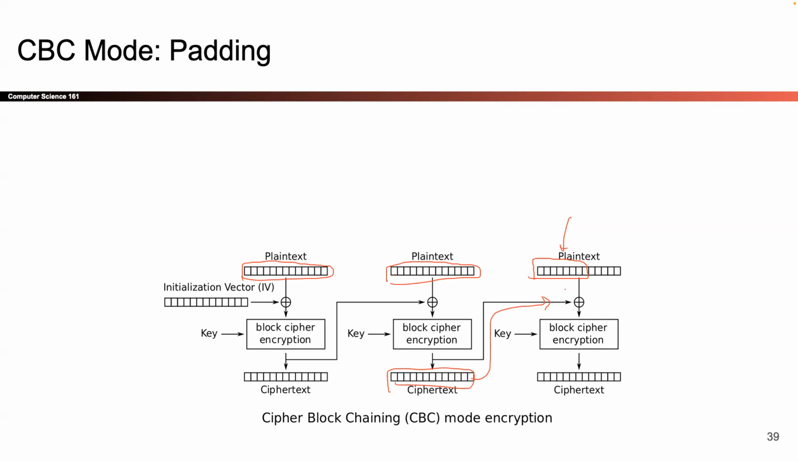So we have a problem here, because if we only have a half block of message left at the end, we don't know how to pass a half block of a message through a block cipher encryption that's expecting a full block. That's a problem. So how do we fix it? Well, it's not too bad.